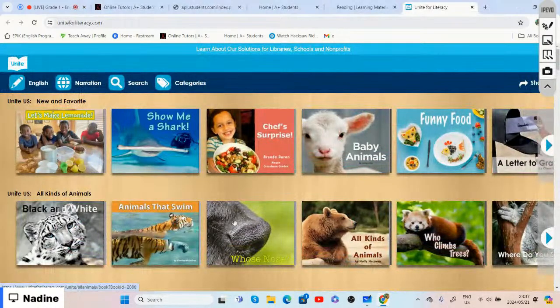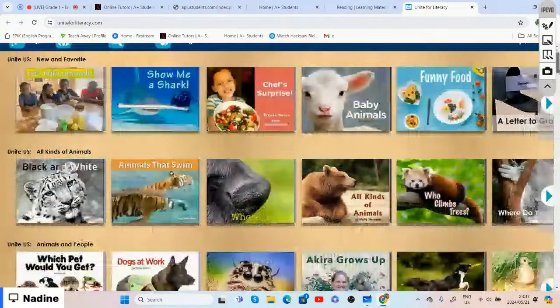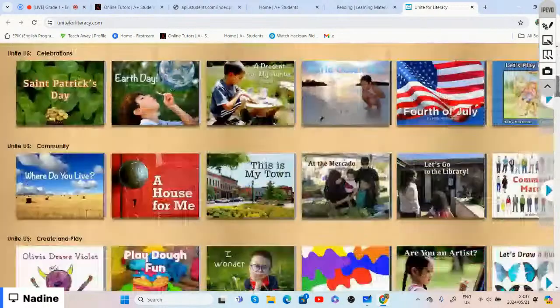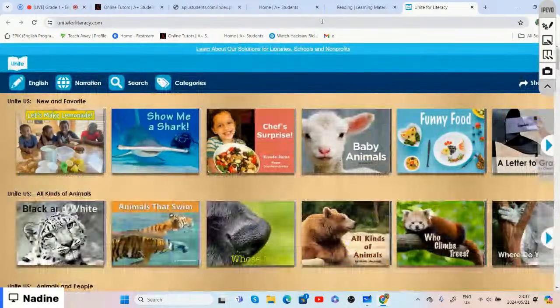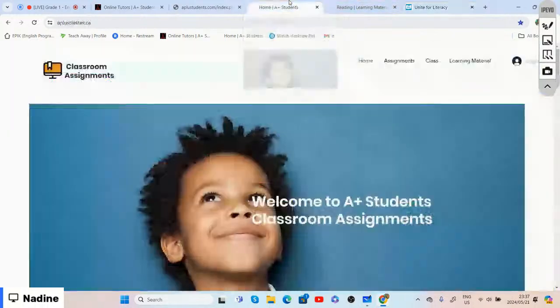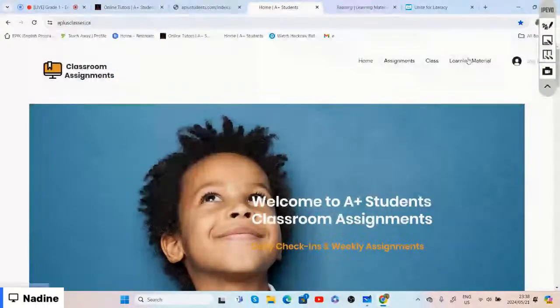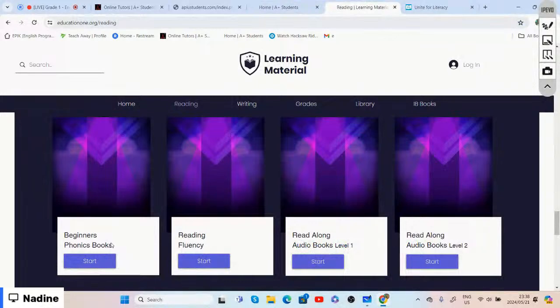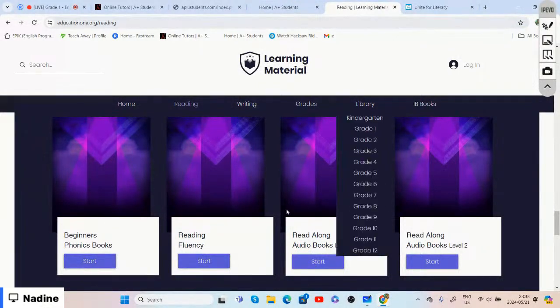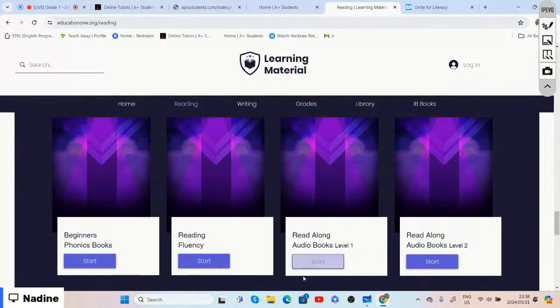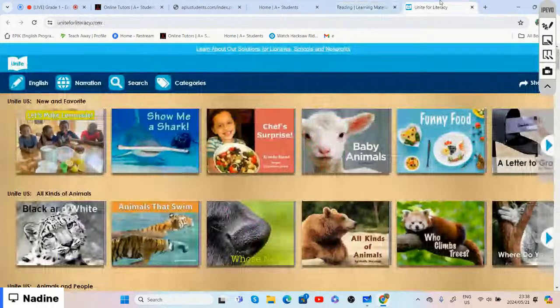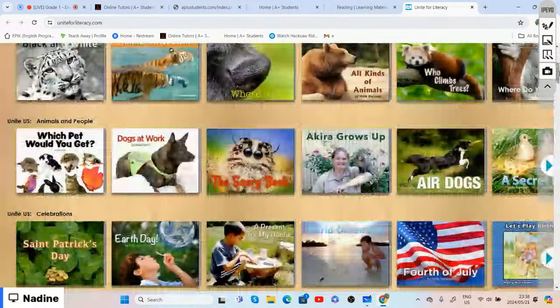And then we're going to read one of these books, right? And when we read, this is under A plus classes.ca, right? You go to learning materials, and then you go to reading, and then you scroll down until you get to these purple boxes. Click on read along audiobooks level 1. I think that is going to be way better, especially for certain words that you don't know how to pronounce. These books will read aloud for you, right?